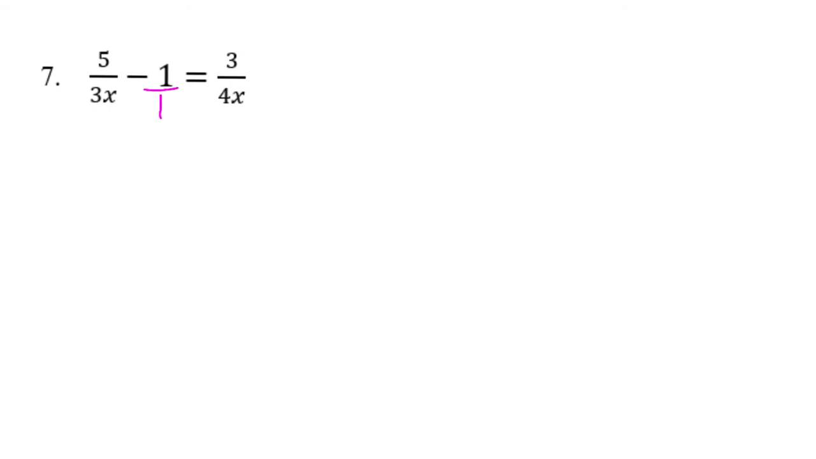First thing we want to look at here is what is our common denominator. So if we're looking for a common denominator, we have a 3x and a 4x. So we know it's going to have to be something with x. But what is the smallest number that both 3 and 4 go into? And the answer is 12. So 12x is going to be our common denominator.